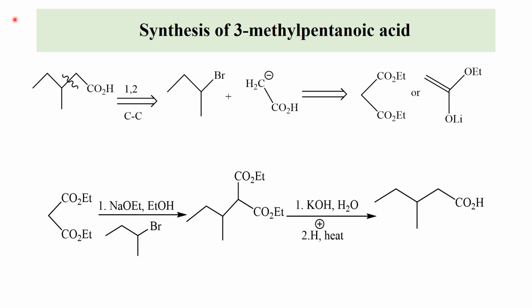Next is the synthesis of 3-methyl pentanoic acid. When this 1,2-diCC is disconnected, we obtain an alkyl halide and this synthon. This malonate can be used as a reagent for this type of synthon.